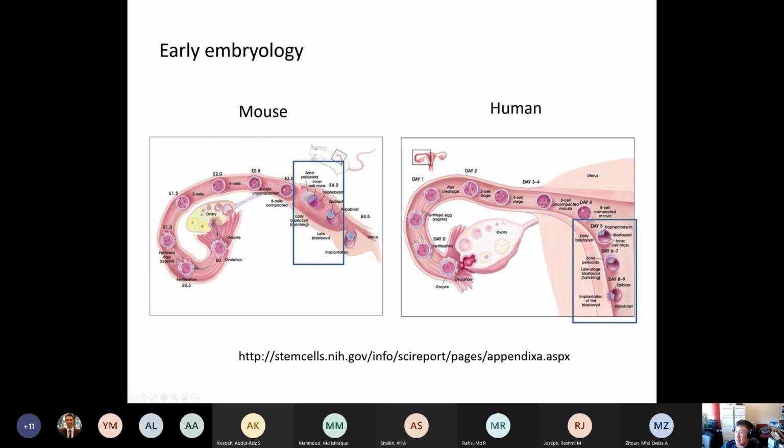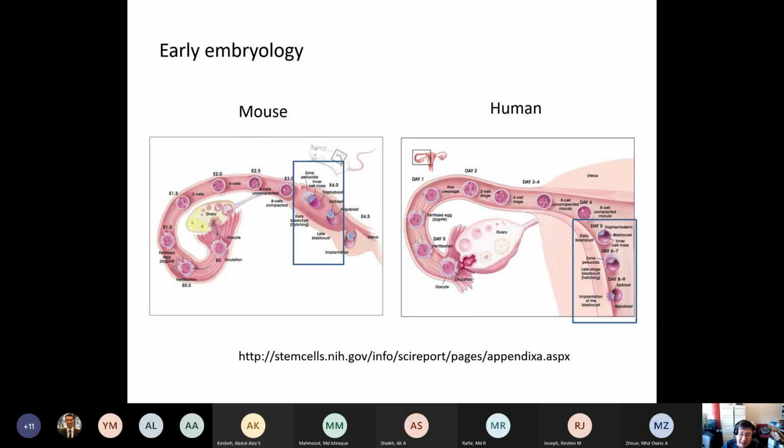The oocyte will be released from the ovary, and the oocyte will travel downstream, moving toward the uterus, and they will meet, very close to the ovary. They will meet. The sperm will enter the egg. That's called fertilization.